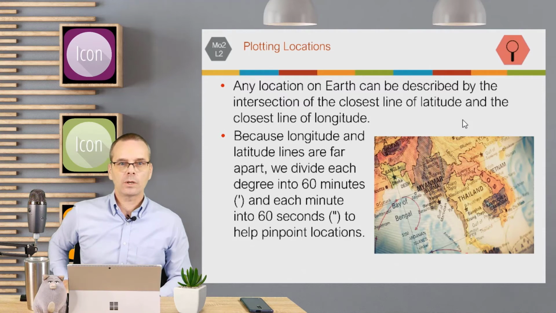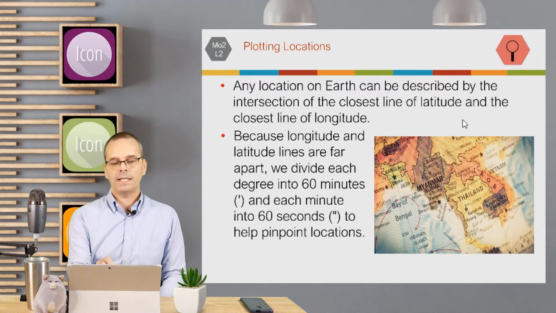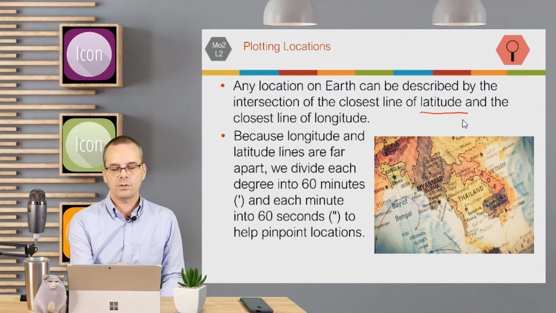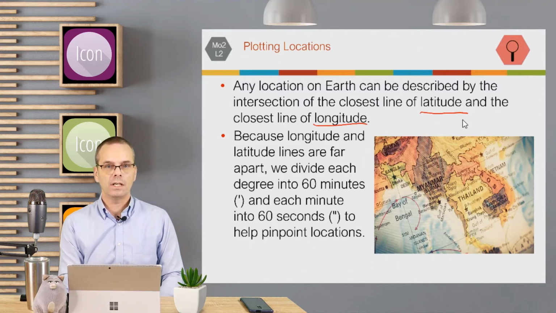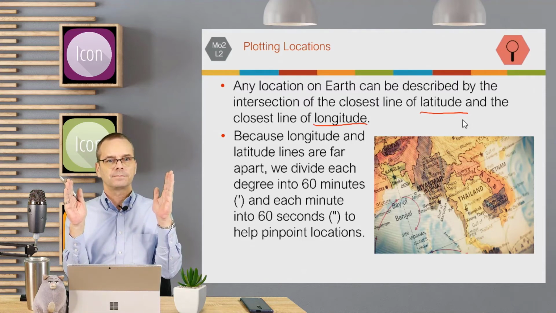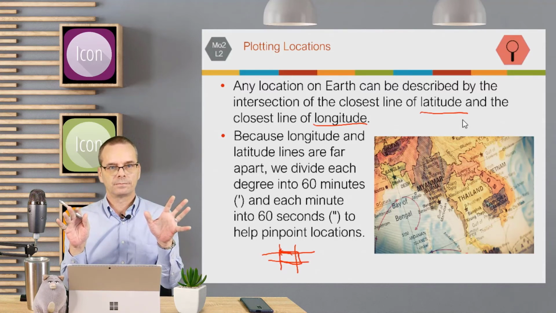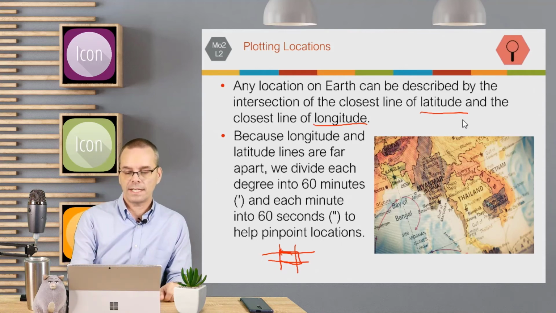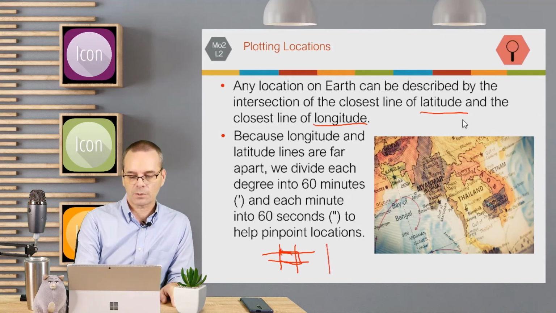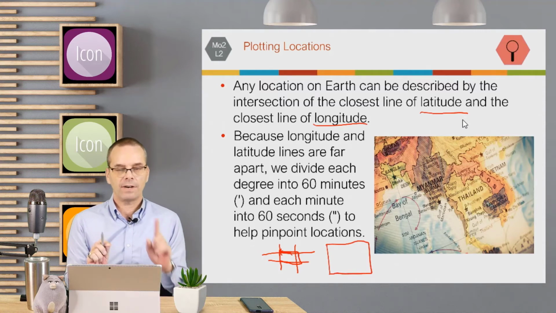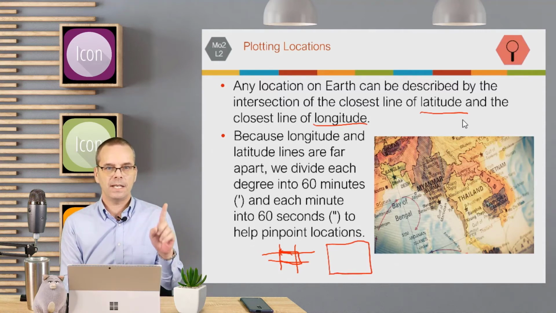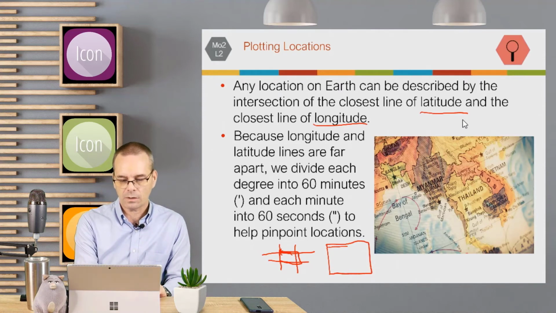Like we said, any location on Earth can be described by the intersection of the closest latitude and the closest longitude. But they're pretty far apart, right? When you have the latitude and longitude, what you have is this big square right here. So I'm going to draw that square here. Then they divide it into 60 minutes, and each minute into 60 seconds, and that makes it much more detailed.